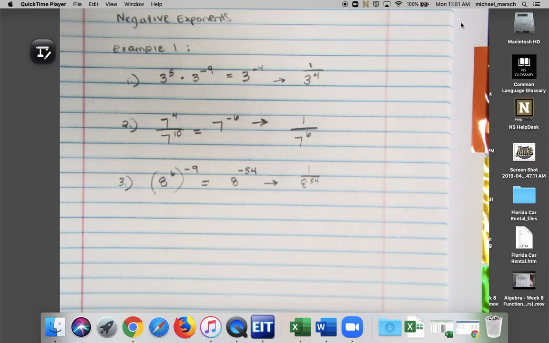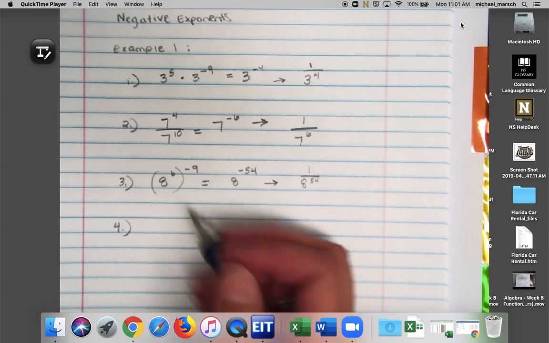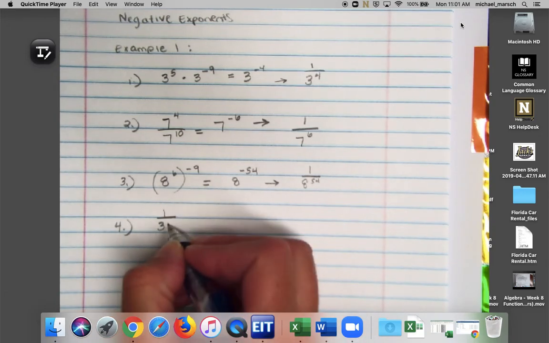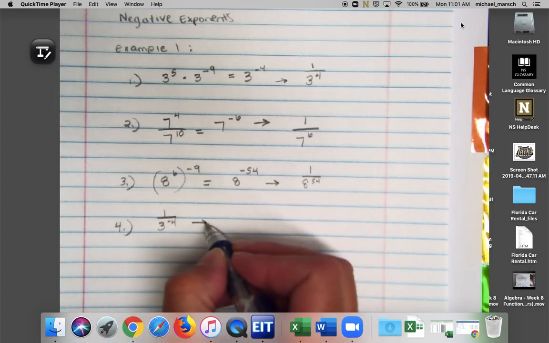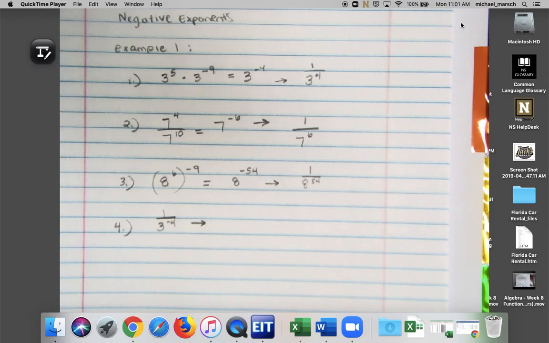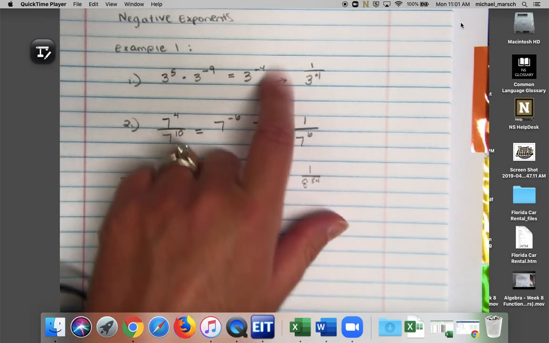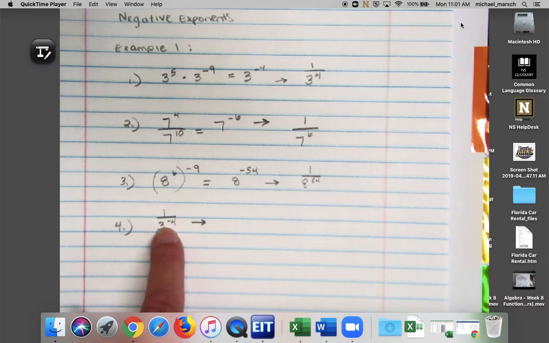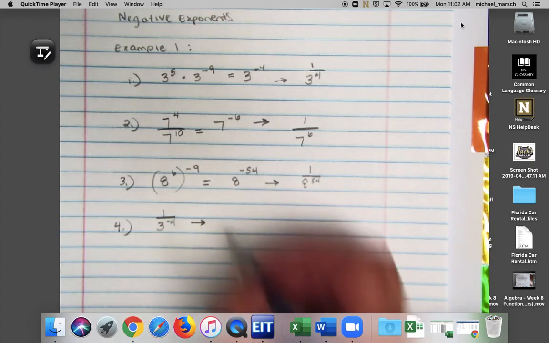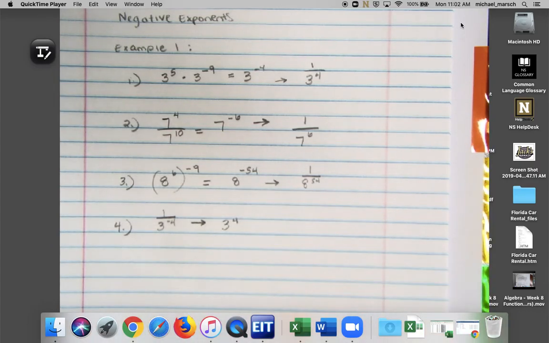Okay, so let's reverse it, right? We're going to kind of work backwards for a second. What if I have 1 over 3 to the negative 4? I can't have that negative. So what do you think I'm going to do to fix it? If the negative is in the denominator, what do you think I'll do? Make it positive and? Is it still going to be a fraction? No. I'm just going to get 3 to the 4th to fix it.